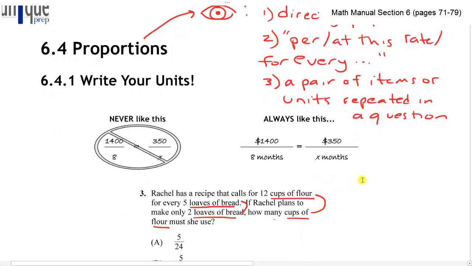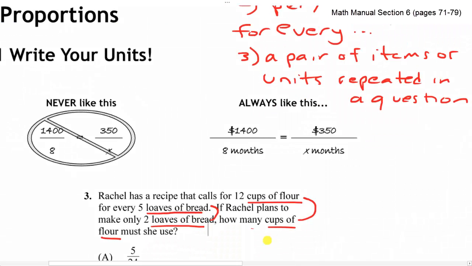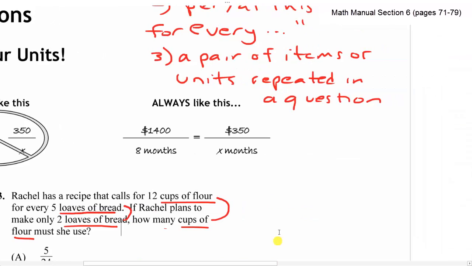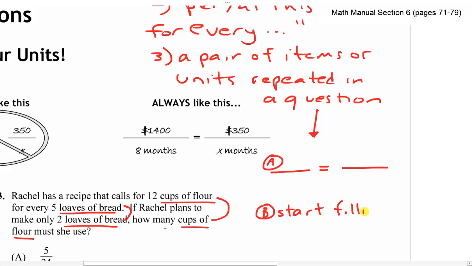Now, what do we do when we know ETS is testing us on a proportion? I'm actually going to go ahead and write this down over here. As soon as we recognize that ETS is testing us on a proportion, probably the first thing that we should do, I'll do this as A, B, and C. First thing we should do is write down 2 fraction bars and an equal sign. Second thing that we should do is start filling in the knowns.